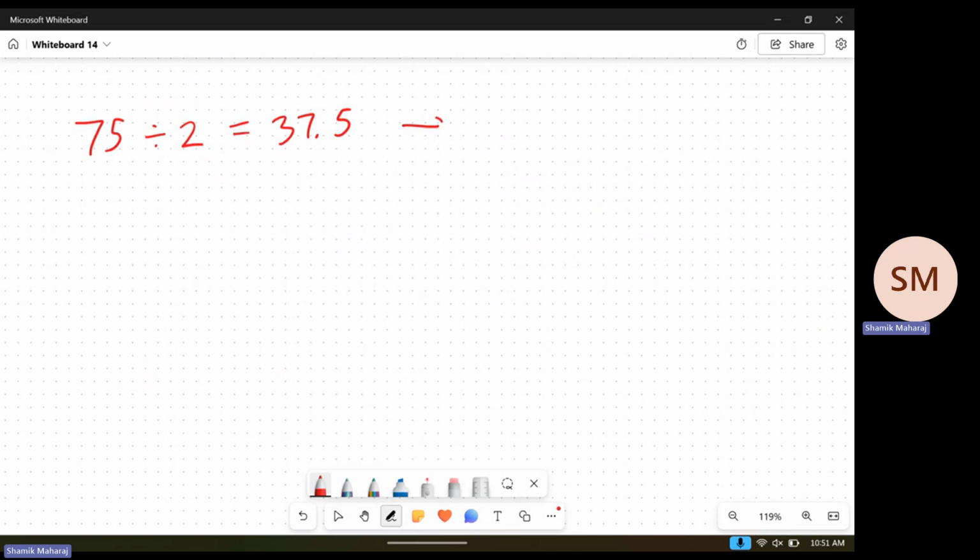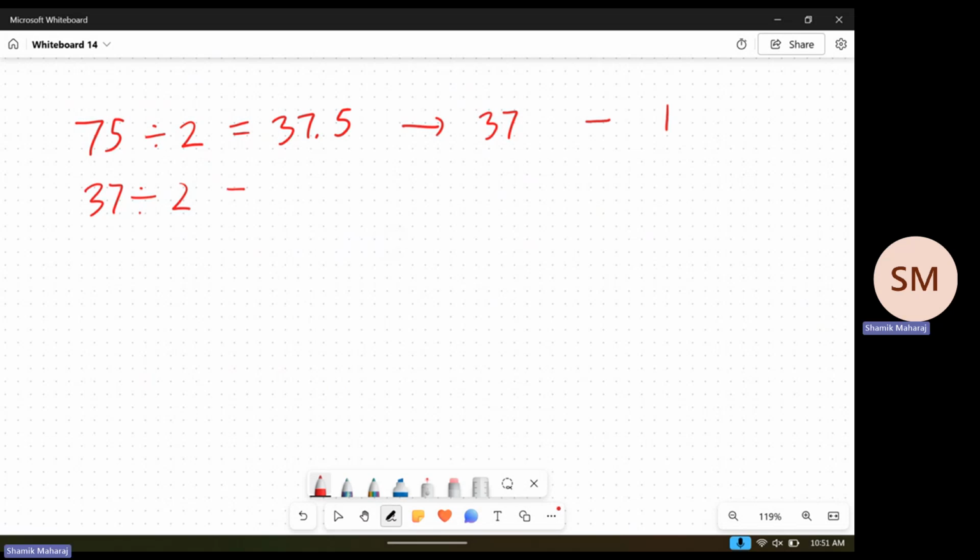If the remainder is anything other than 0, we consider it to be 1. So I'll just write an arrow here and say 37, 1, because there is a remainder there. As long as there is any remainder, we write 1. If there's no remainder, we write 0. Okay, so now we do the same thing with 37. Take 37 and divide by 2.